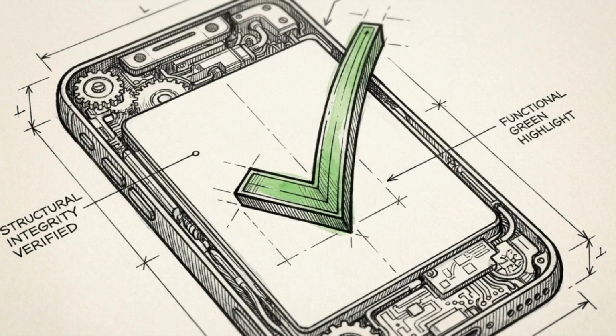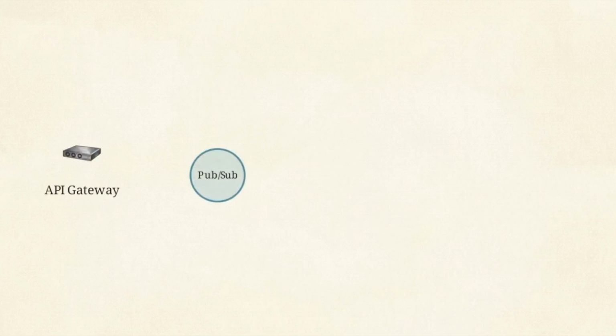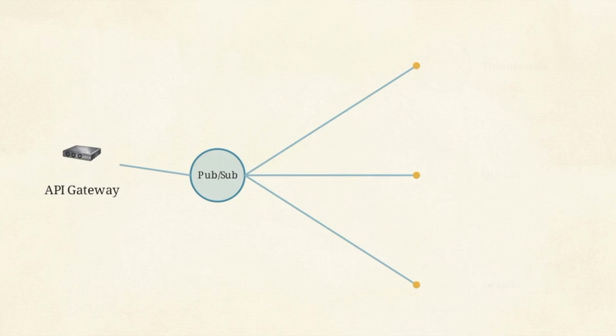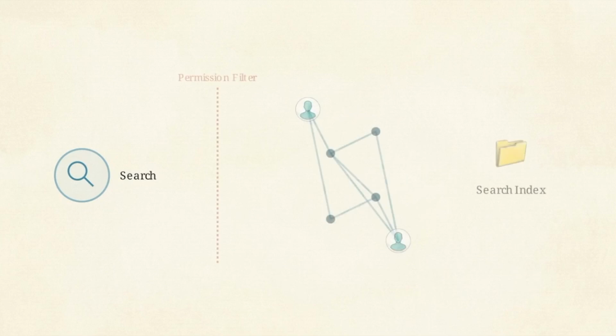The system confirms a successful upload to the user the moment the bytes are secured, but the broader processing of that file is only just beginning. A pub/sub event pipeline triggers several background tasks simultaneously. This allows the system to generate thumbnails, update user quotas, and index the file for search in parallel without delaying the user. Search indexing is particularly complex.